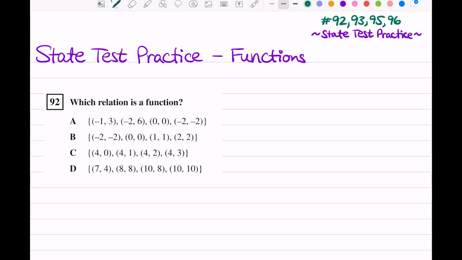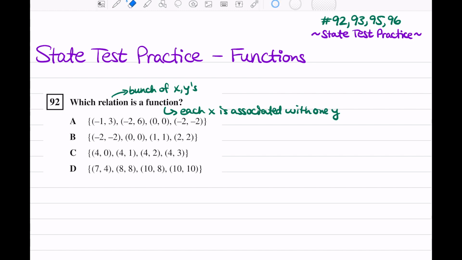Which relation is a function? So a relation is a bunch of x and y's. So looking at our option choices here, we see a bunch of x and y's. We could say that x equals 1 is related to y equals 3. They're paired together, so we say they're related. And a relation becomes a function when each x is associated with one y.